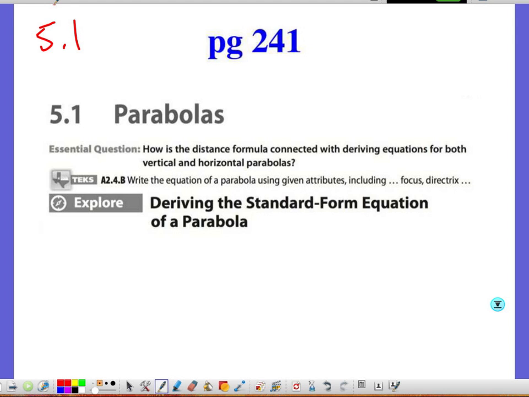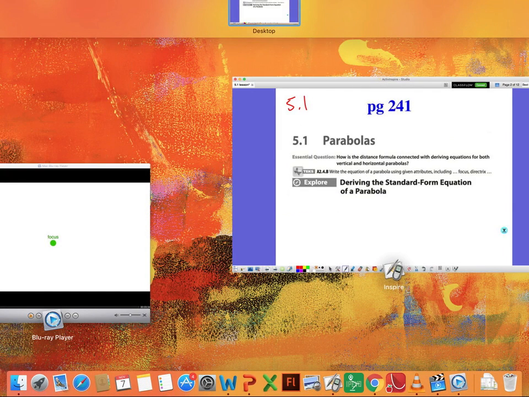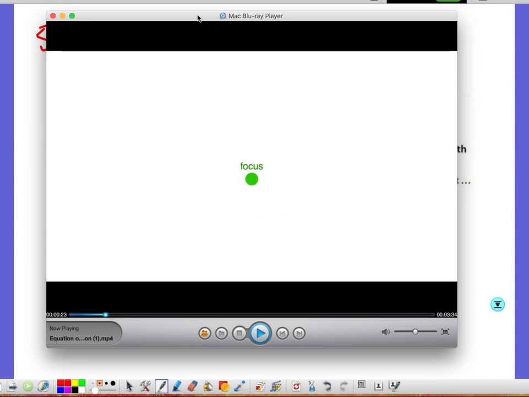What we want to do is write the equation of a parabola using given attributes that use the focus and the directrix. So parabolas have something called a focus, and we also have the directrix. And how does the focus and directrix help us create a parabola?